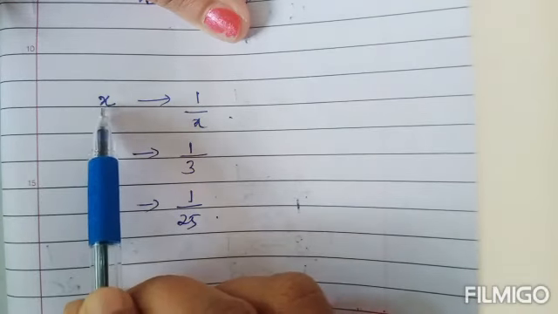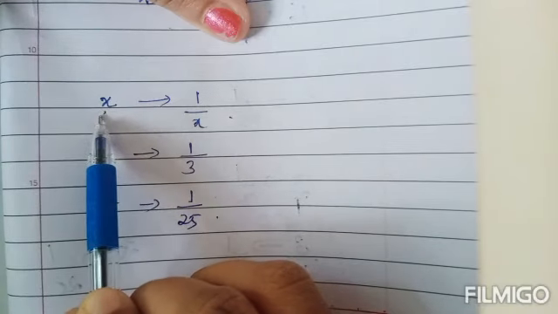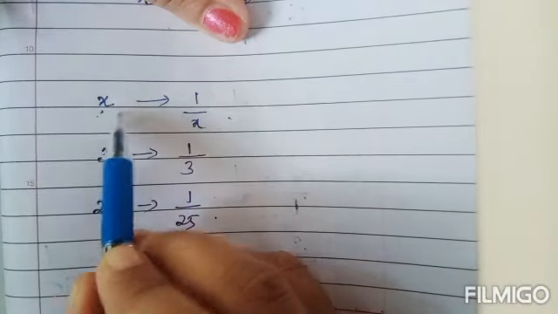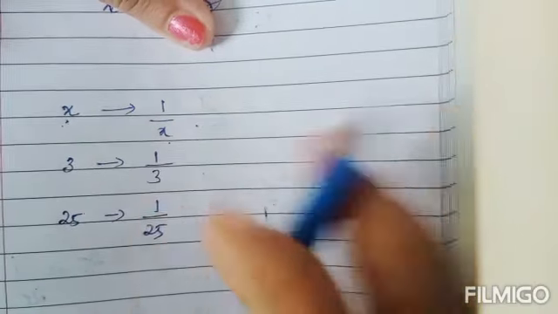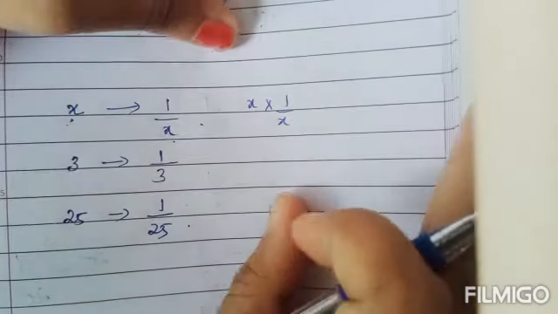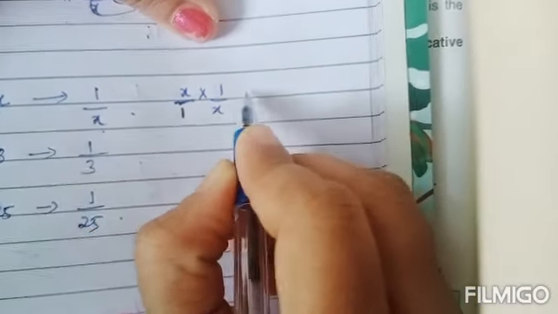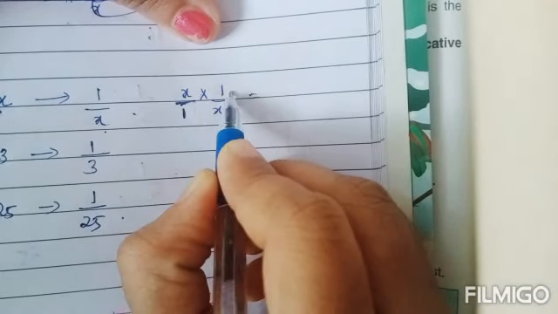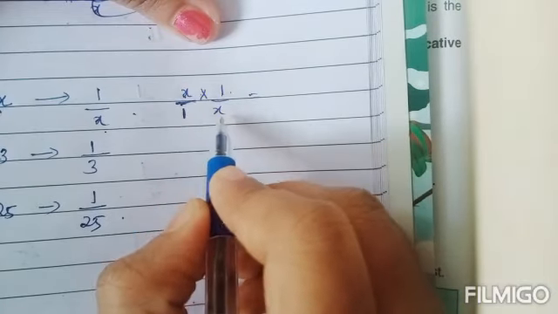Okay, so in general, if x is any whole number, then the multiplicative inverse of x will be 1 by x. And here, let us multiply this whole number with its multiplicative inverse. Okay, that is, we are multiplying x and 1 by x. Okay, so you know multiplication of fractions. x means it is x by 1. x by 1 into 1 by x. How will we multiply? Multiply the numerators, multiply the denominators. That is, product of numerators by product of denominators.